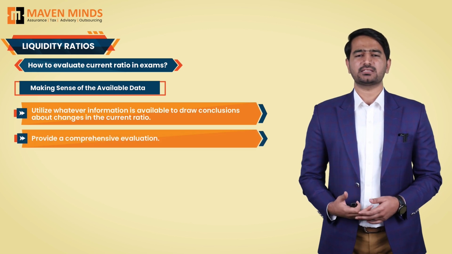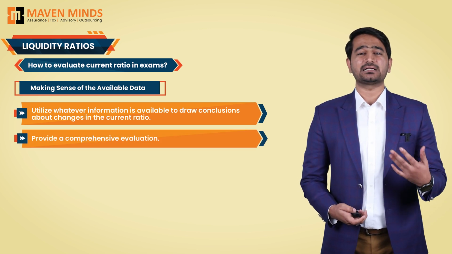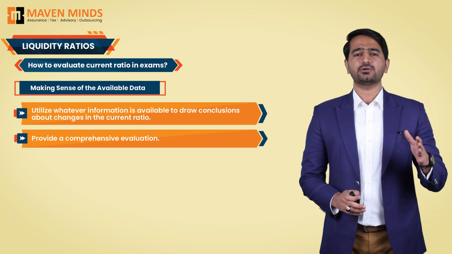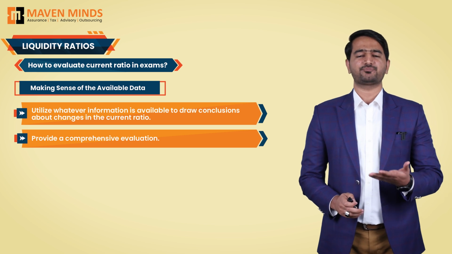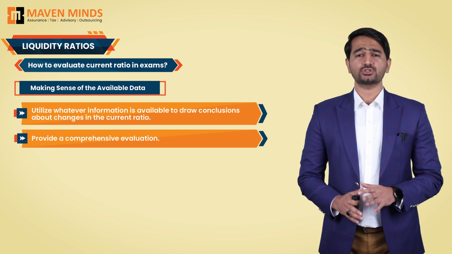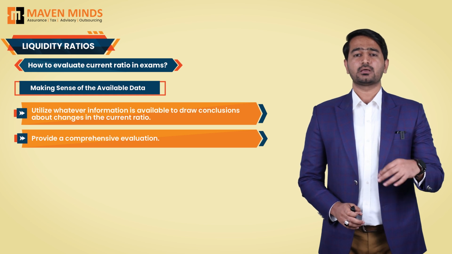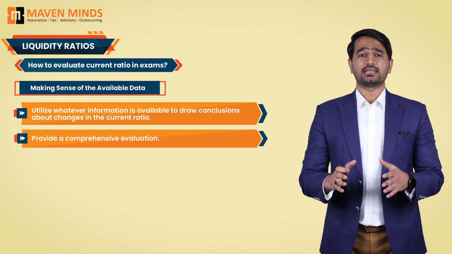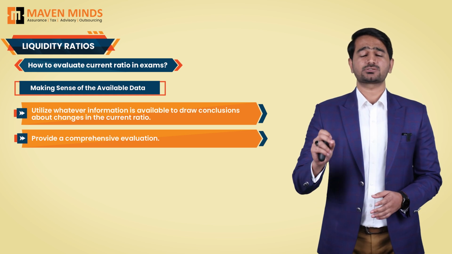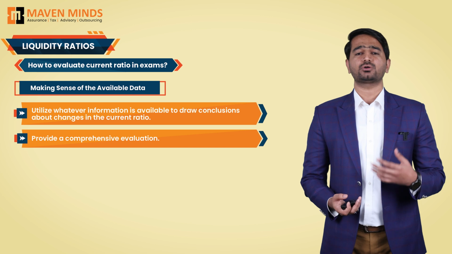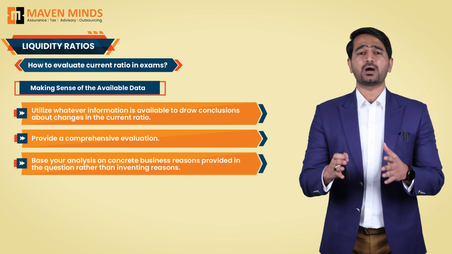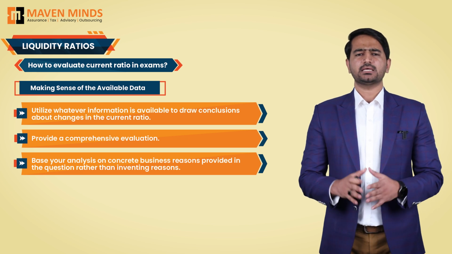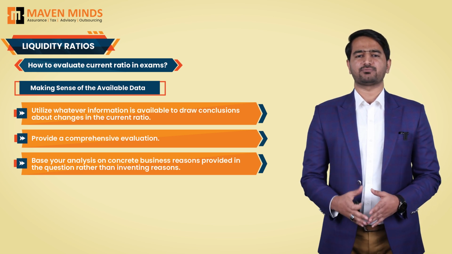By employing these strategies, you can effectively comment on the current ratio in your exam, demonstrating both your analytical skills and your ability to critically assess financial health from the available data. This approach not only helps in scoring well, but also prepares you for the real-world financial analysis. When analyzing the current ratio in your exam, it is also important to base your analysis on concrete business reasons that are provided in the question rather than inventing reasons yourself. Here is how you can approach this effectively.